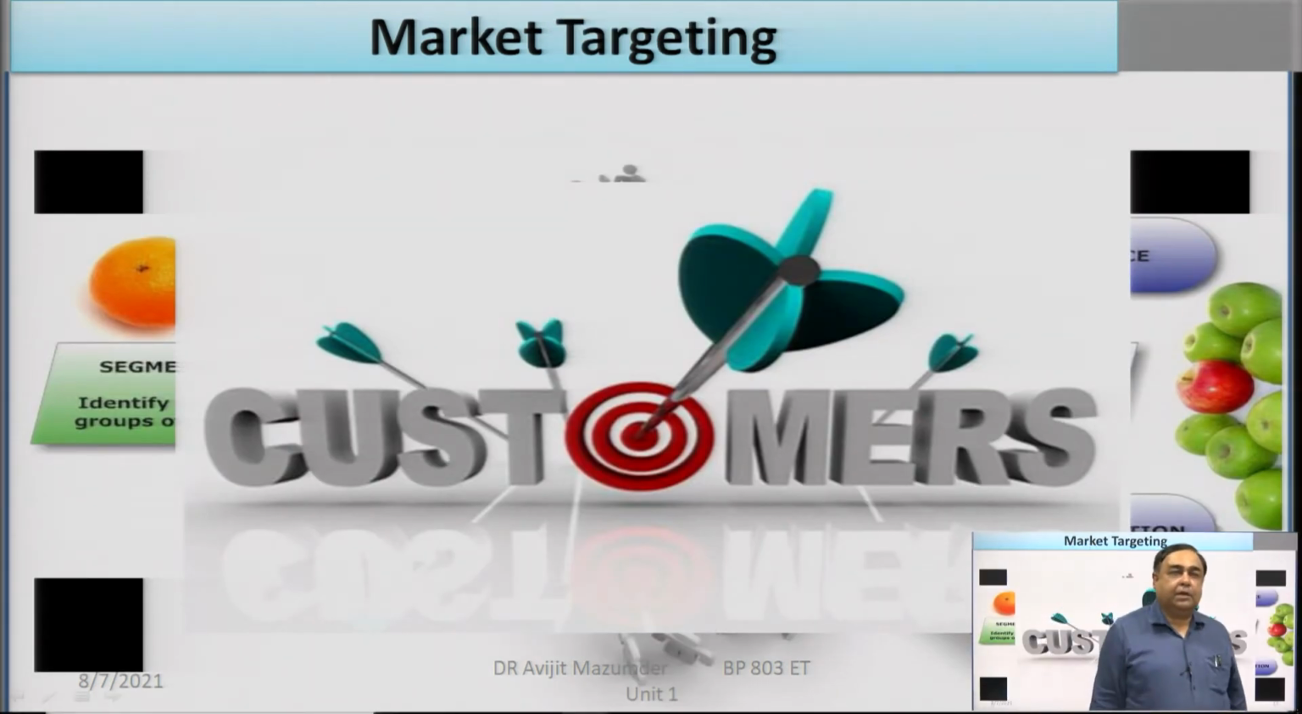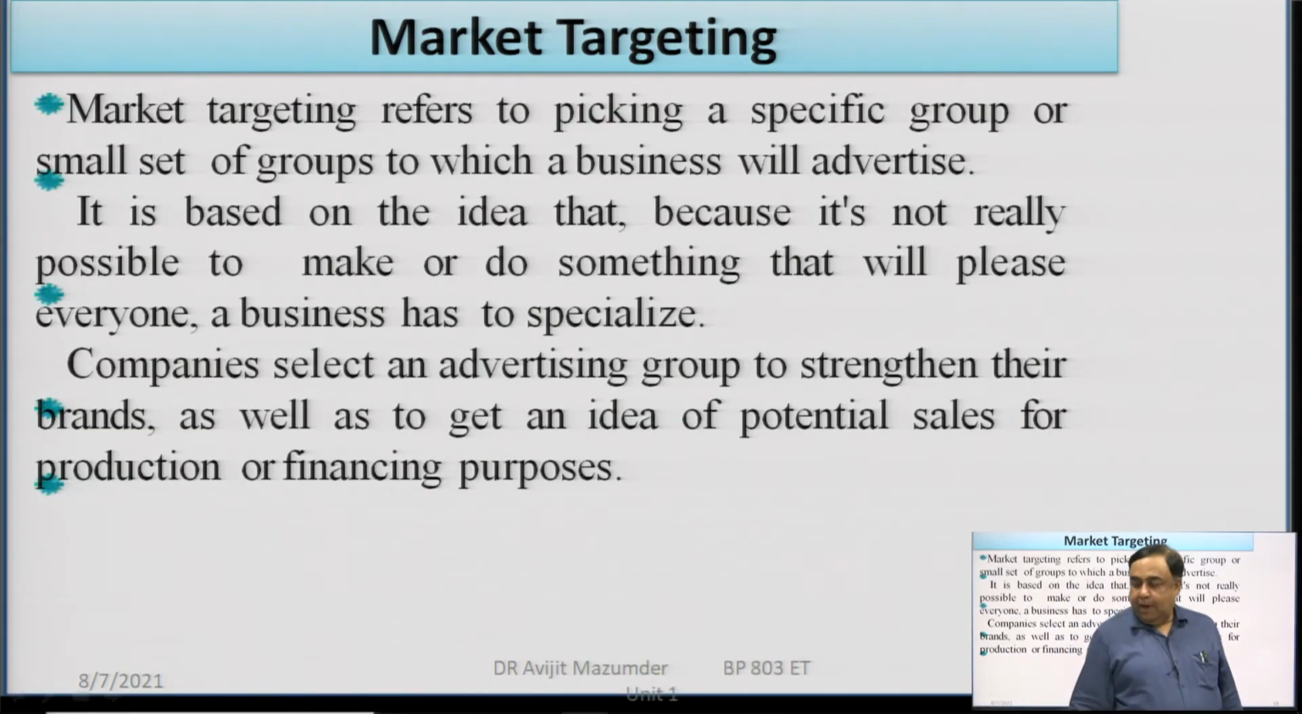Next, after market segmentation, you are breaking the market into various domains, and now you have to go for targeting and finally product positioning. Market targeting refers to picking a specific group or a small set of groups to which the business will advertise. It will be based on the idea that it is not really possible to make or do something that will please everyone. It is never possible.